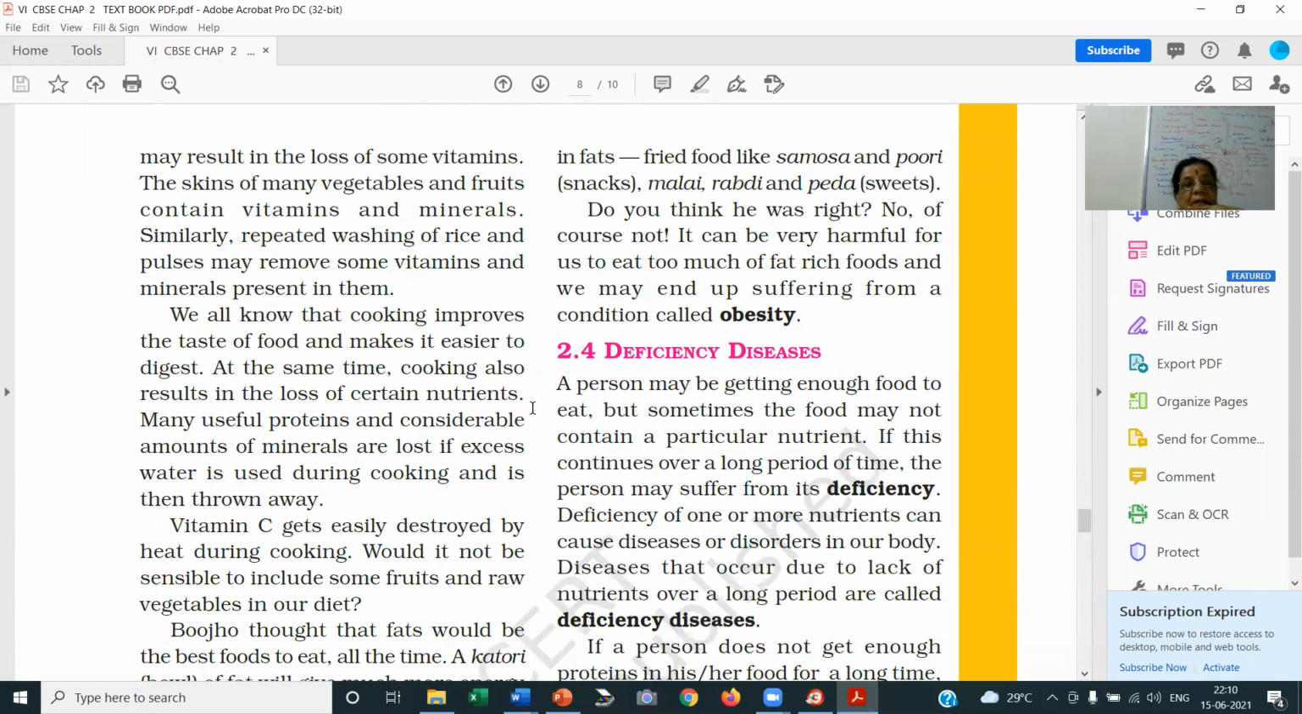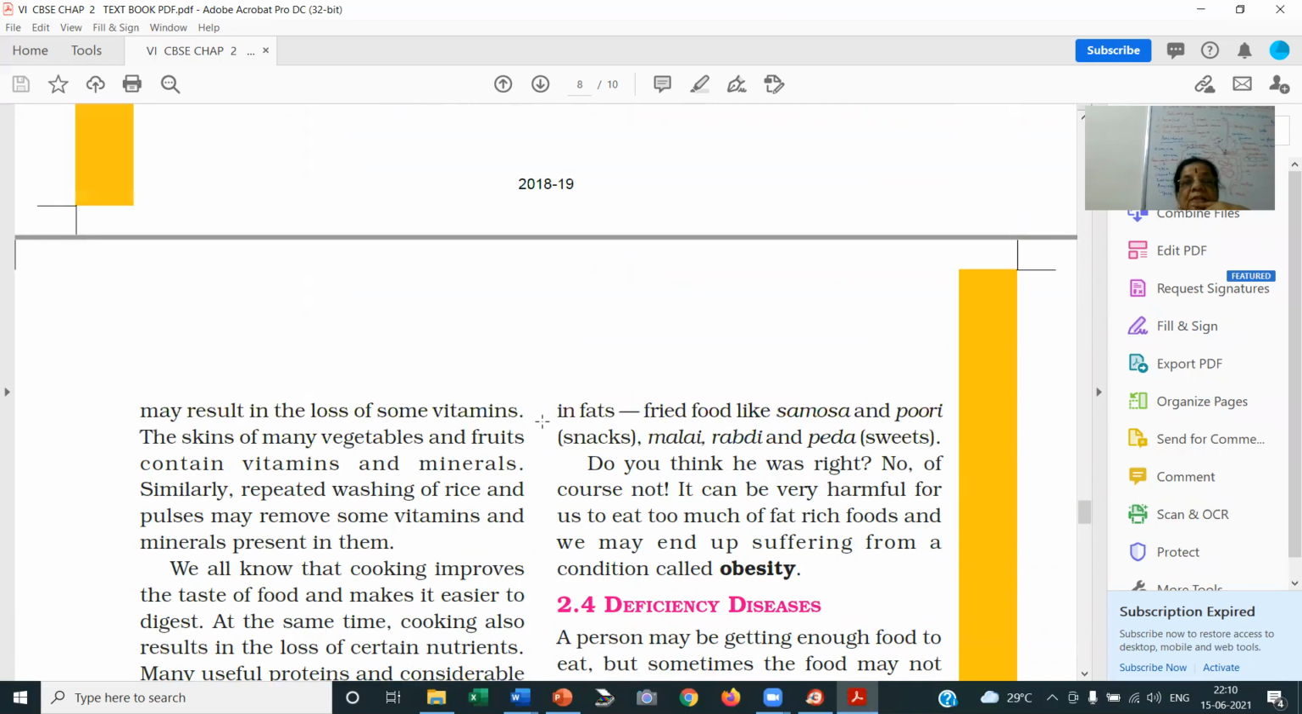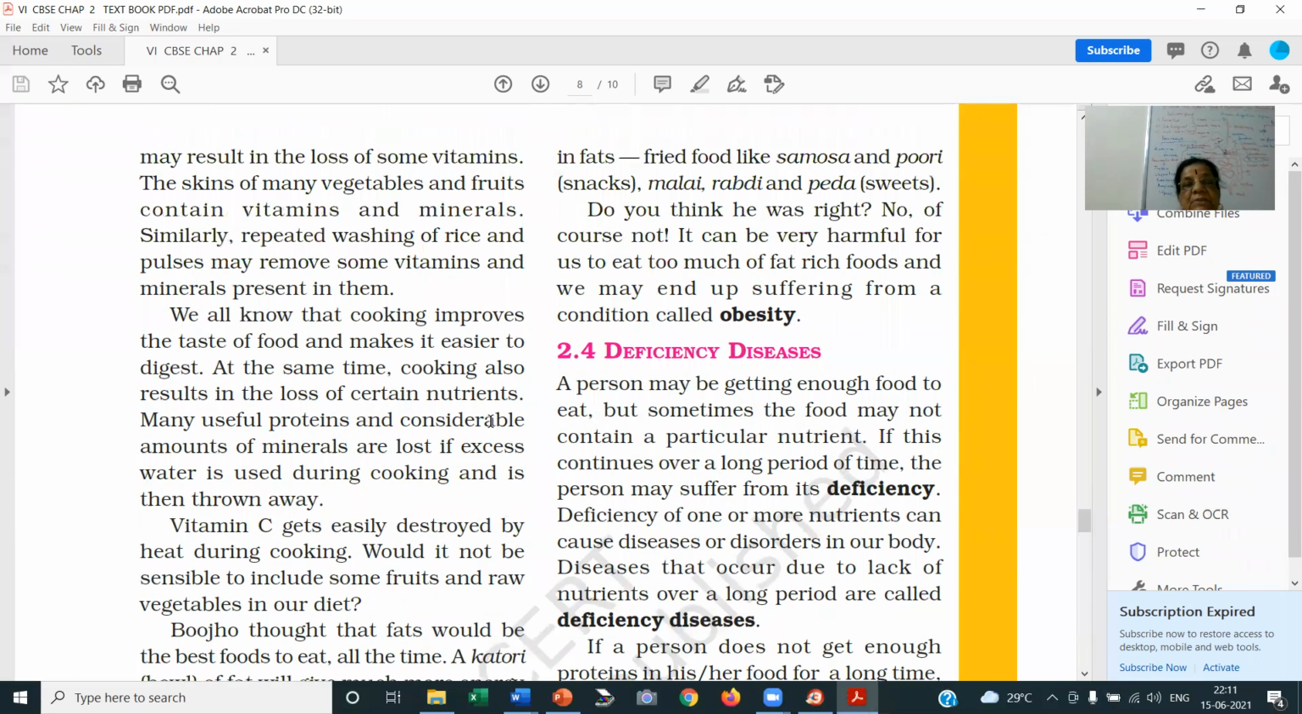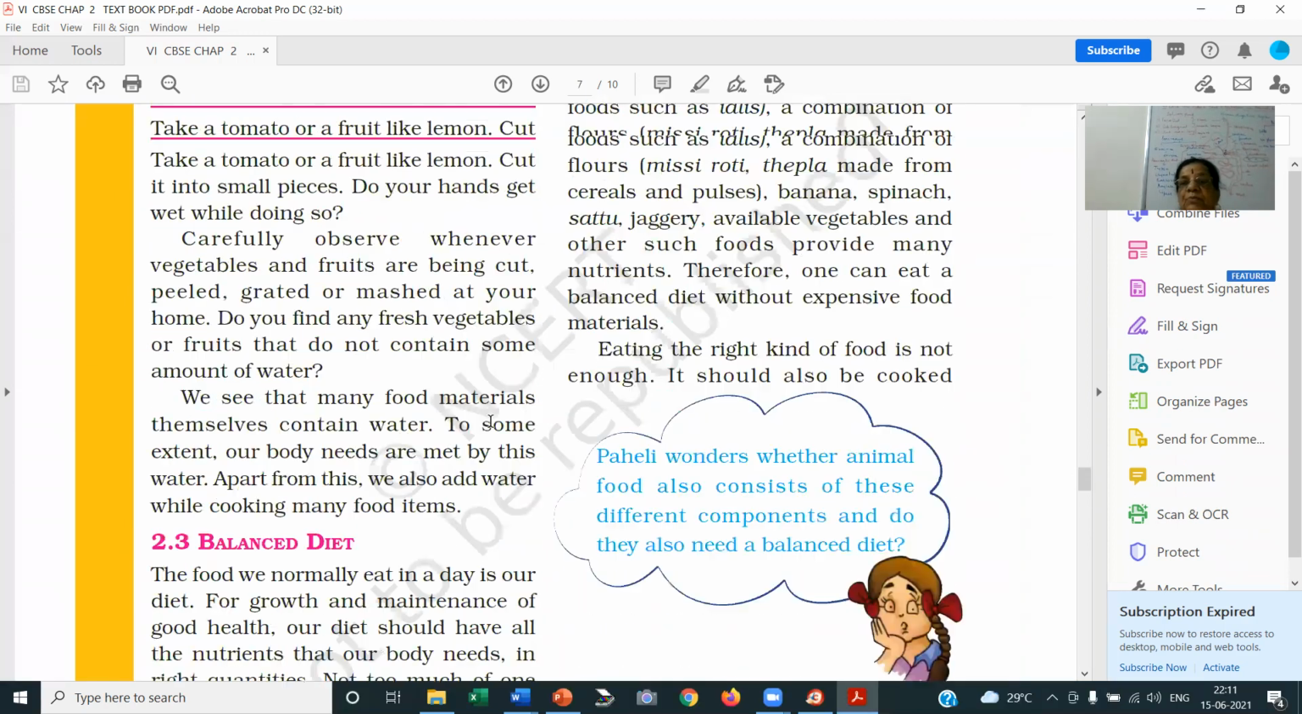So this is for our video number 12. Remember on page 15, cooking also results in loss of certain nutrients. Many useful proteins and a considerable amount of minerals are lost if excess water is used during cooking and then thrown away. In the same way, vitamin C easily gets destroyed by heat during cooking. So it would be sensible to include some fruits and raw vegetables in our diet. I hope you follow this.